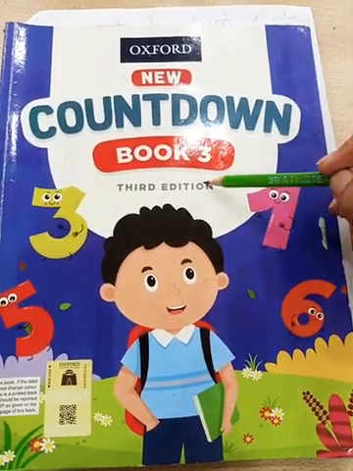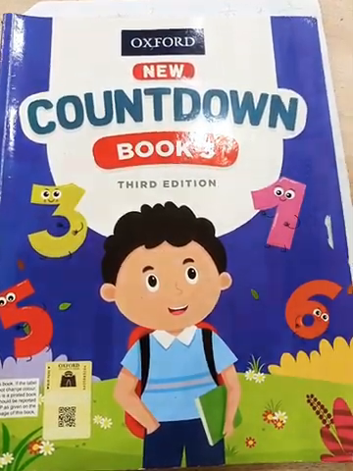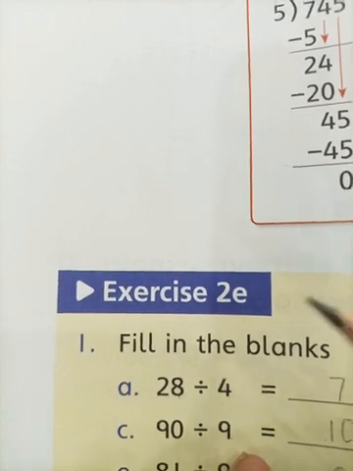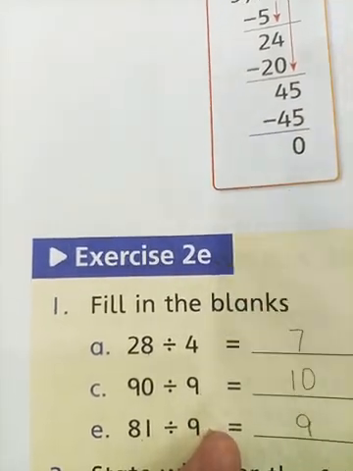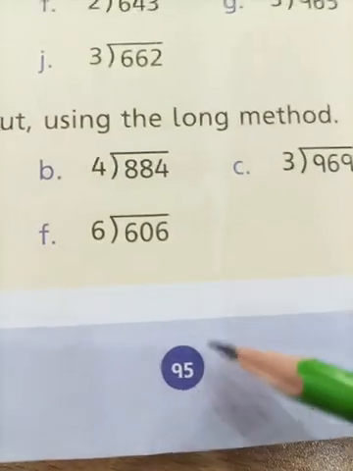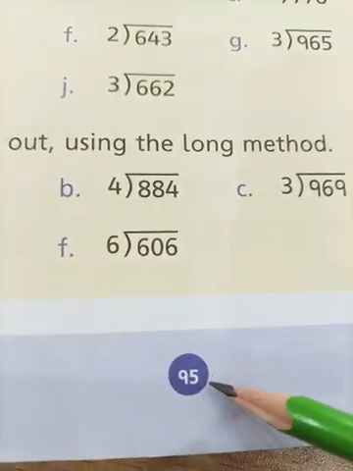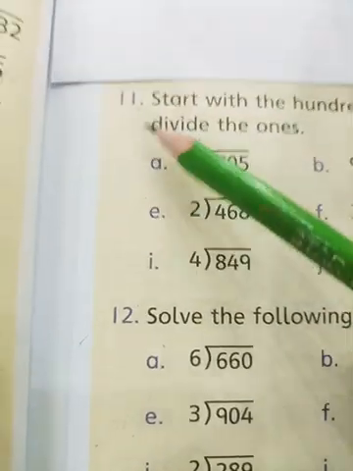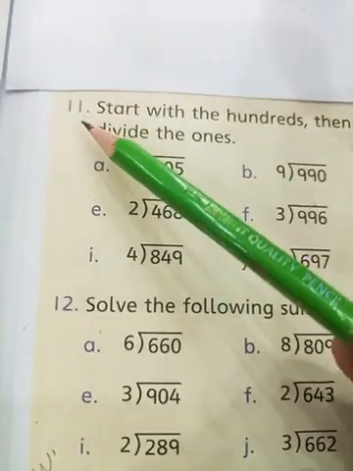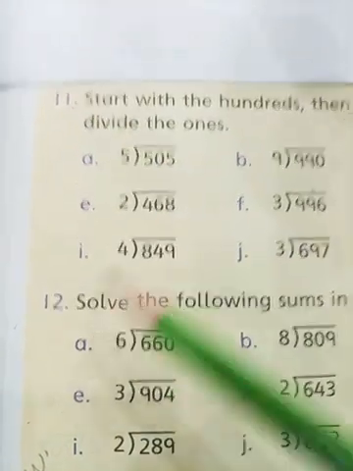Here is our Countdown book 3. Now open your Countdown. Students, as we are doing the exercises of chapter number 2, that is Number Operations, today we are doing page number 95. Today we are going through questions number 11 and 12.